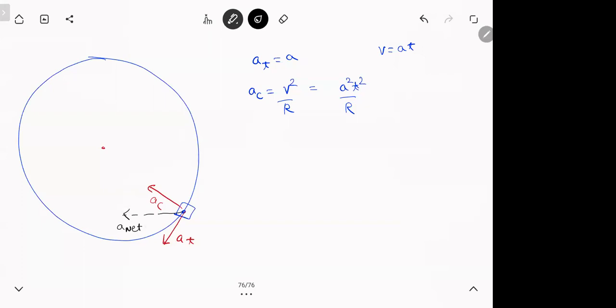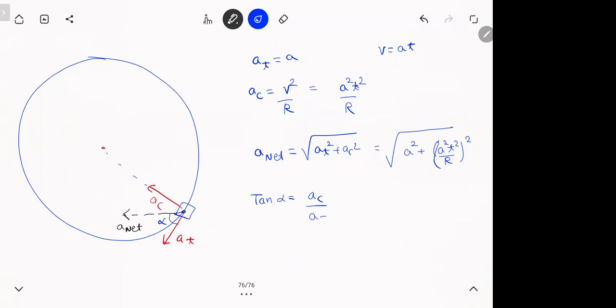Unlike uniform circular motion where acceleration is always towards the center, in non-uniform the acceleration will be somewhere in the middle. So A net will be root over A tangential square plus A centripetal square. That will be root over A square plus A square T square by R whole square. And if you take this angle as alpha, the angle of the net acceleration, we get tan alpha is A centripetal by A tangential. A centripetal is again A square T square by R, by A.